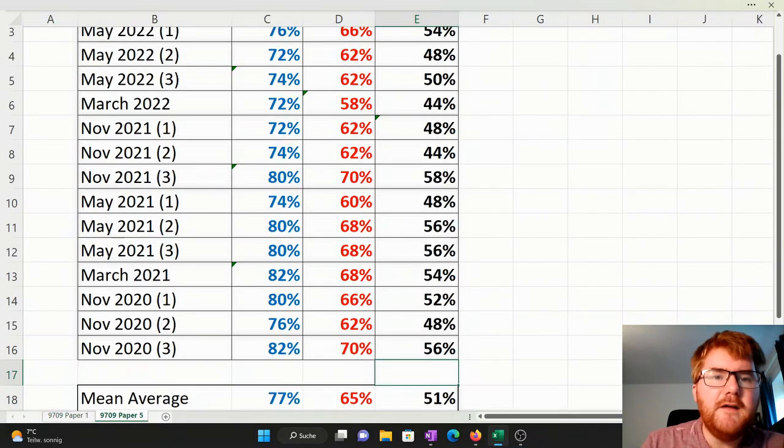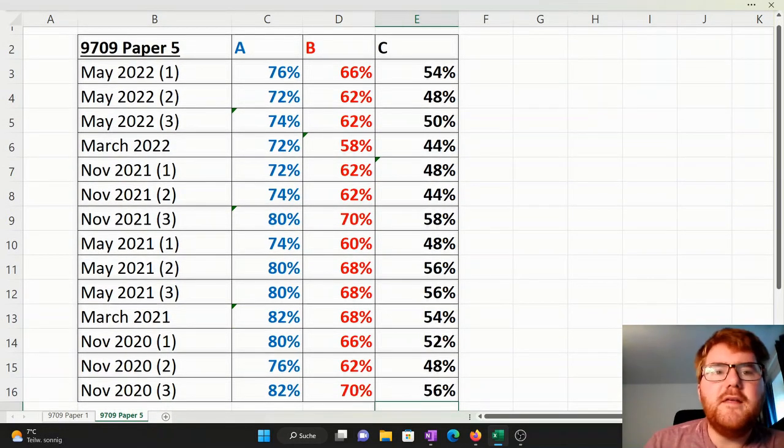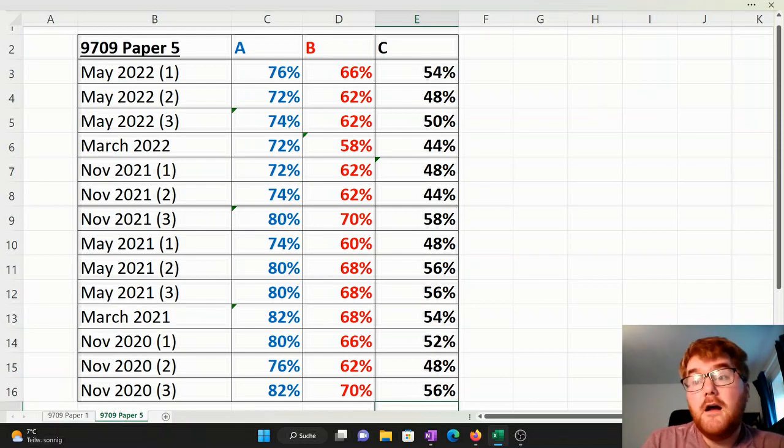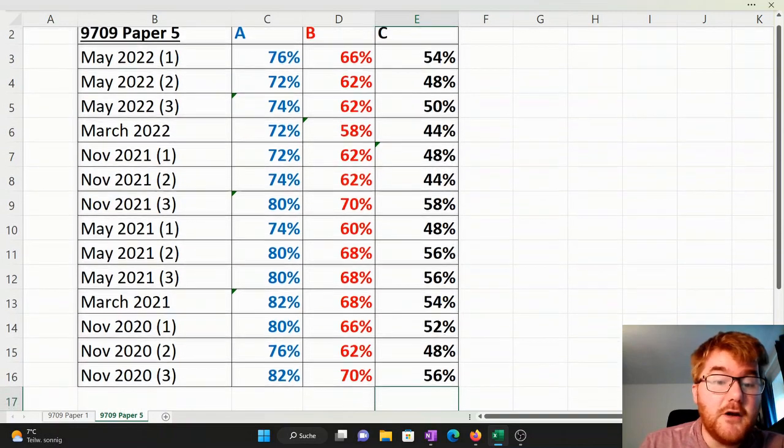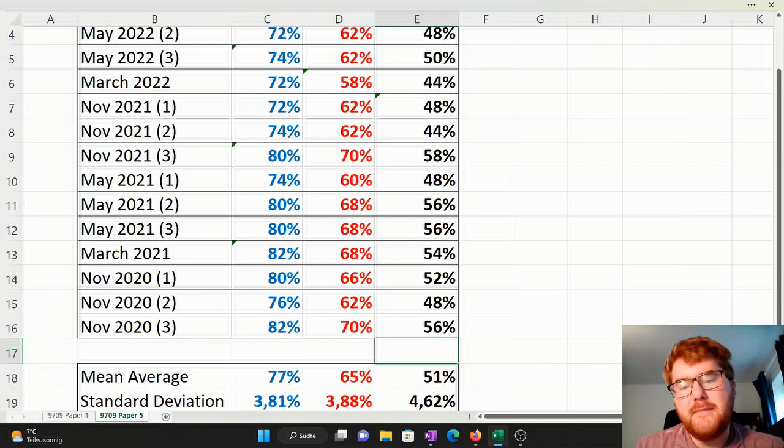Now, if we look at paper 5, notice it's out of 50 marks, which means you can get a little bit more volatility with the actual percentages. But you can see there is some relative consistency here. Generally, the grade boundaries on paper 5, on this probability and statistics paper, are higher. And if we scroll down, we'll see that the mean average here is 77% with a standard deviation of 3.81%. So with paper 5, if you're getting around 80%, you know on average you're going to get that A grade. Likewise with a B, around 70%, and then with a C, 55%.